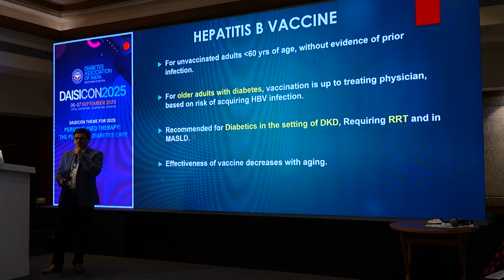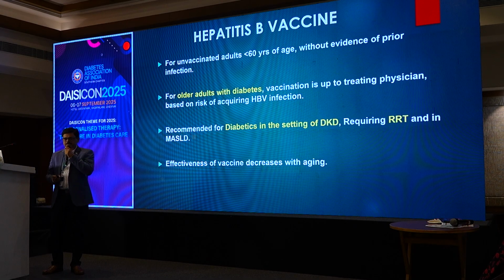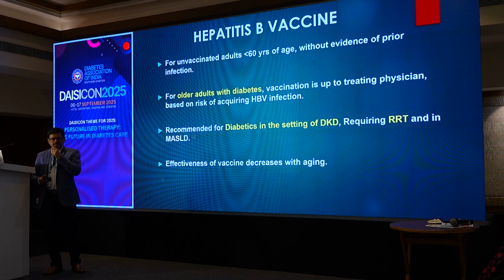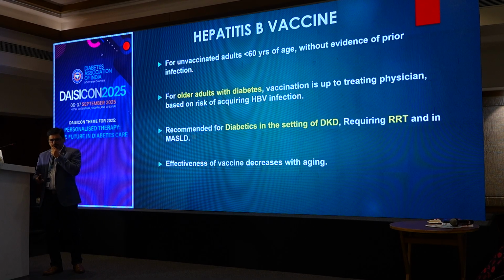Yes, hepatitis B vaccine, for unvaccinated adults without any evidence of prior infection. One important thing, before vaccination for all kinds of vaccines, is whether the patient has already been exposed to that particular virus. For all other adults with diabetes or other comorbid conditions, those patients with DKD, CLD or on RRT, all should receive this hepatitis vaccine.